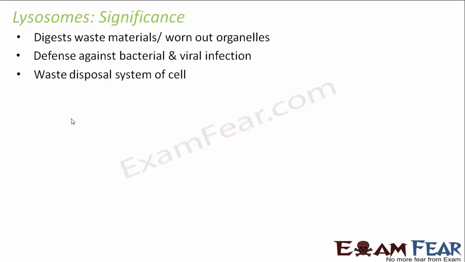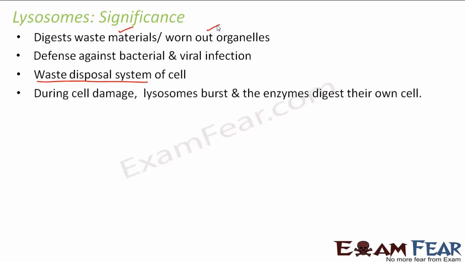It is the waste disposal system of the cell. Very true, waste disposal system, because all waste materials and all waste organelles are digested by it. So it is known as the waste disposal system of the cell. You can call it the dustbin of the cell. During cell damage, lysosomes burst and the enzymes digest their own cell. Let us suppose something happened and the entire cell got damaged. Under that situation, many a time the lysosomes burst out. So the membrane covering the lysosome itself bursts out, and the cell is then digested by its own enzymes. So are you getting the point?